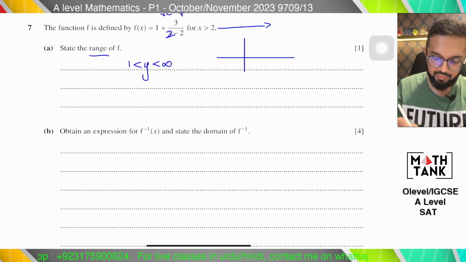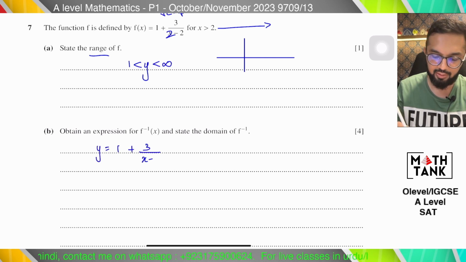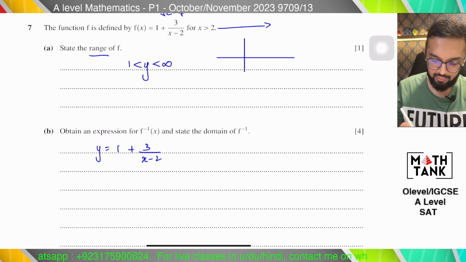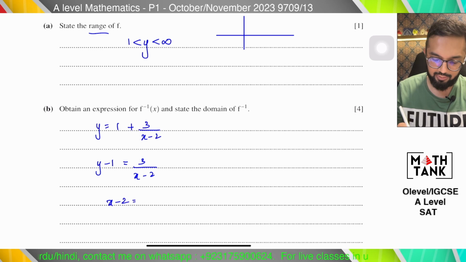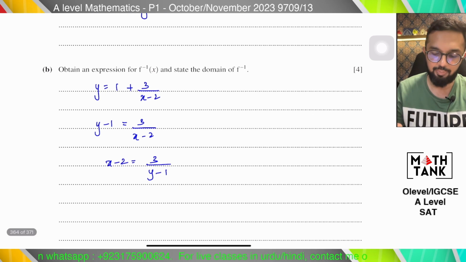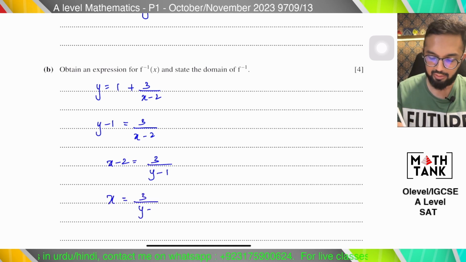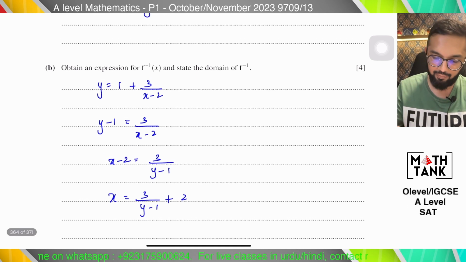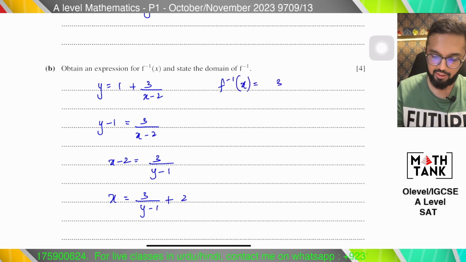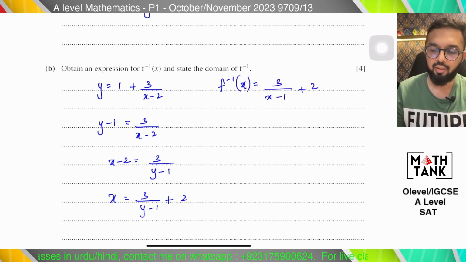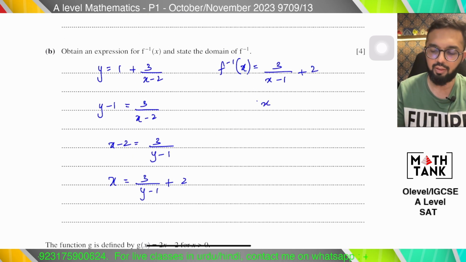Then it says obtain an expression for f inverse of x. So f inverse of x is simply making x the subject. So y minus 1 equals 3 over x minus 2. X minus 2 equals 3 over y minus 1. I've reciprocated and shuffled it around. And now I'm going to say 3 over y minus 1, plus 2. So f inverse of x gives me 3 over x minus 1, plus 2. What is the domain? The domain is the range of the original function. What was the range of the original function? From 1 to infinity. You can ignore the infinity if you want.